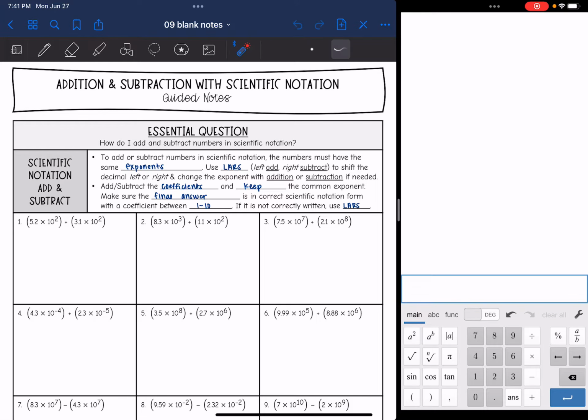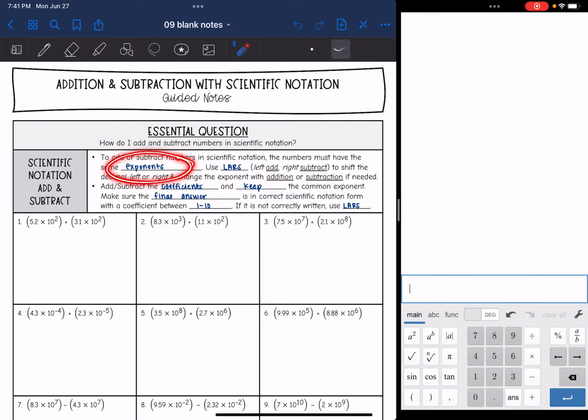Hey guys, today we are going to continue to look at operations with scientific notation. We're going to answer the question, how do I add and subtract numbers in scientific notation? So to add or subtract numbers in scientific notation, the numbers must have the same exponents.